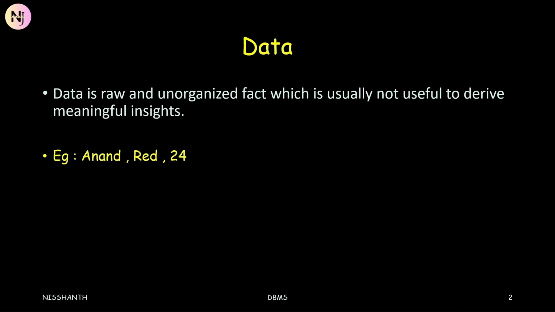For example, I have given Anand, Red and 24 as sample data. So what can you infer from this? Very well, you can infer that Anand is a name and Red is a color and 24 is a number. But is there any significance, or can you draw some line connecting these examples? I hope not. Red may be the color of the cap that Anand is wearing. Red may be the color of the shirt Anand might be wearing. And 24, I don't have any idea about 24.